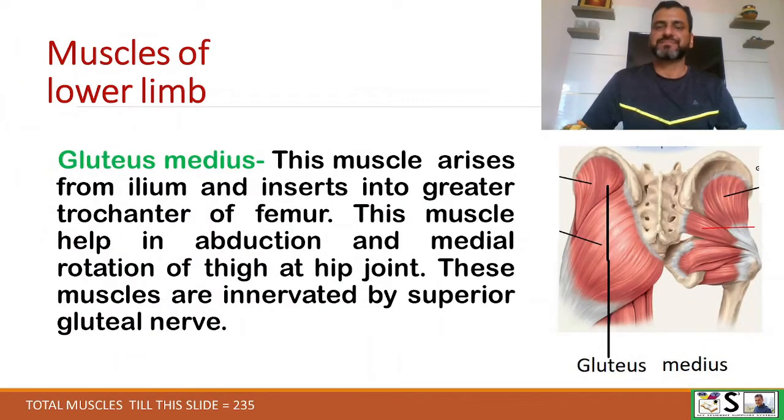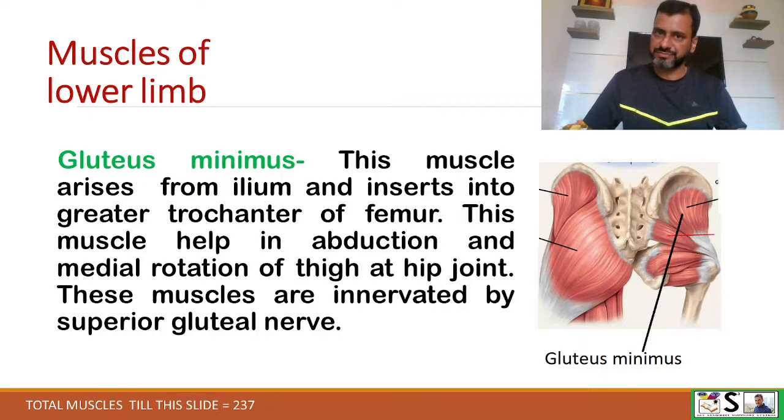Gluteus medius. This muscle arises from ilium and inserts into the greater trochanter of the femur. This muscle helps in abduction and medial rotation of thigh at hip joint. These muscles are innervated by superior gluteal nerve.